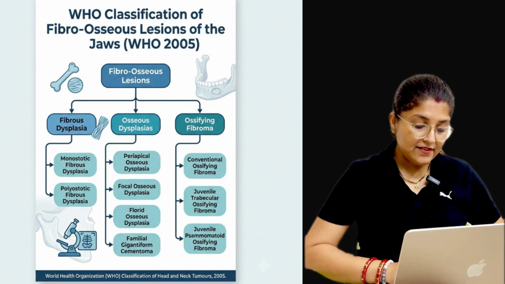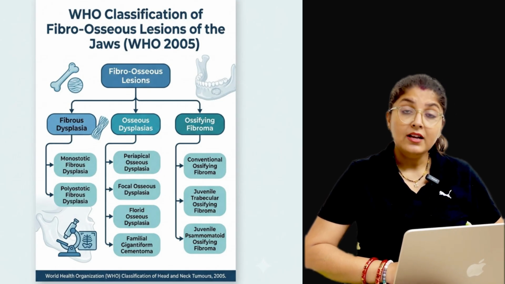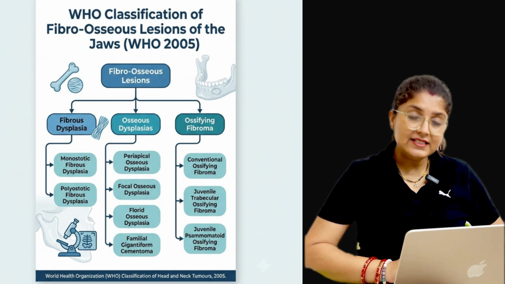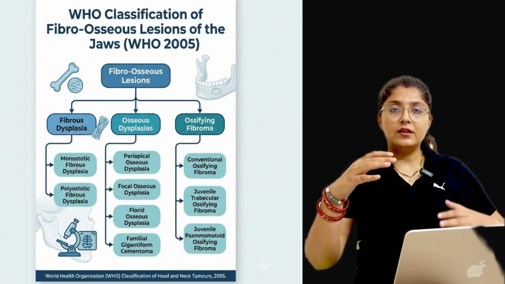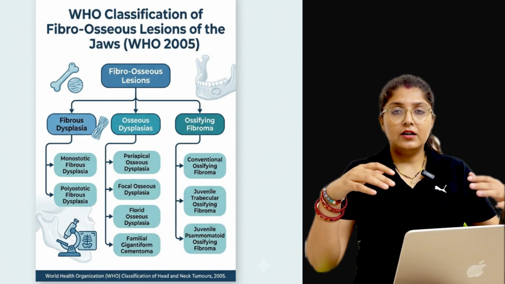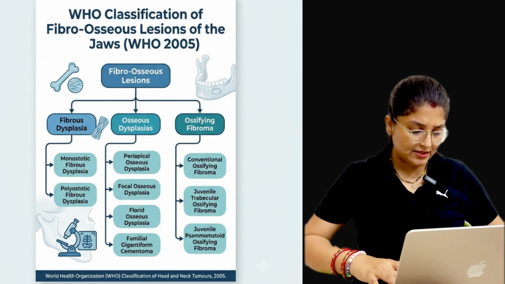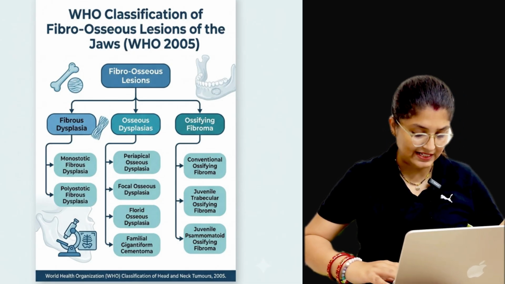Then next we have central giant cell granuloma, that is your CGCG. Then we have cherubism, then aneurysmal bone cyst, and then Stafne's bone cyst, right? So this was the classification, which is very important from the examination point of view, and we also follow this classification for fibrous dysplasia, for fibro-osseous lesions.